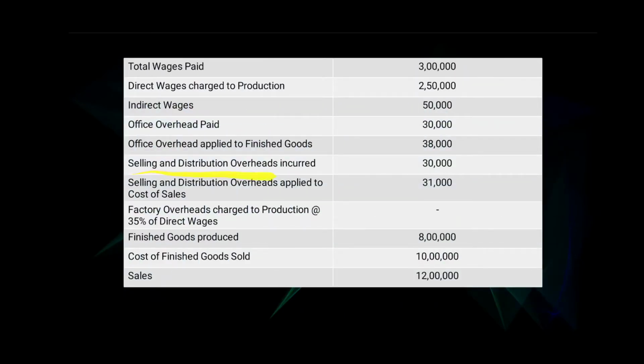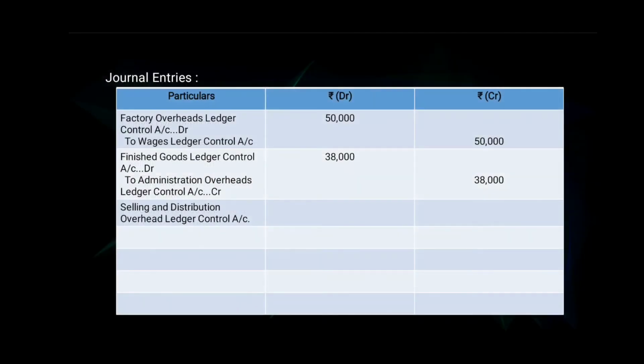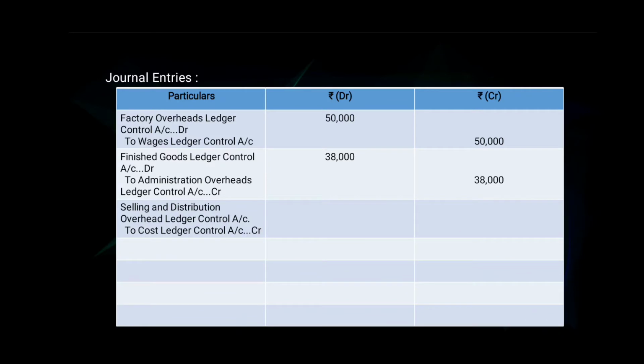Next is selling and distribution overheads incurred. Amount is 30,000. So journal entry will be selling and distribution overhead ledger control account to cost ledger control account. Amount is 30,000 on the debit and on the credit side.